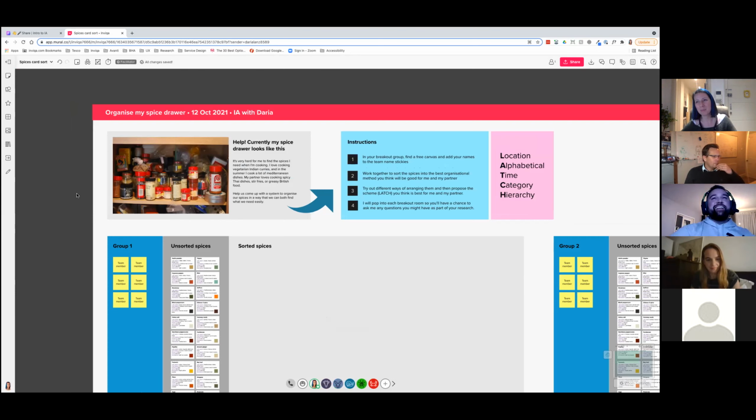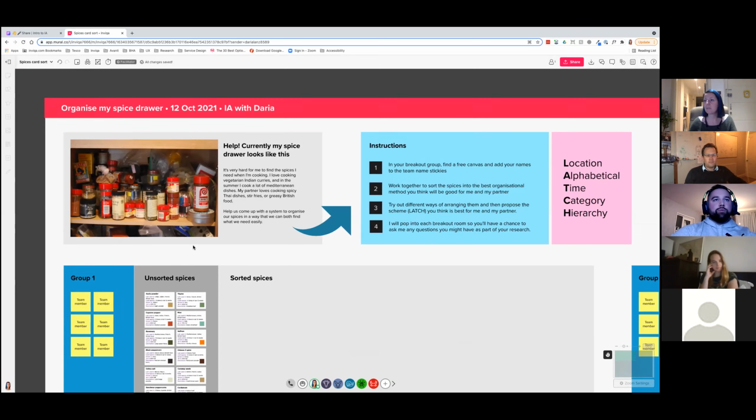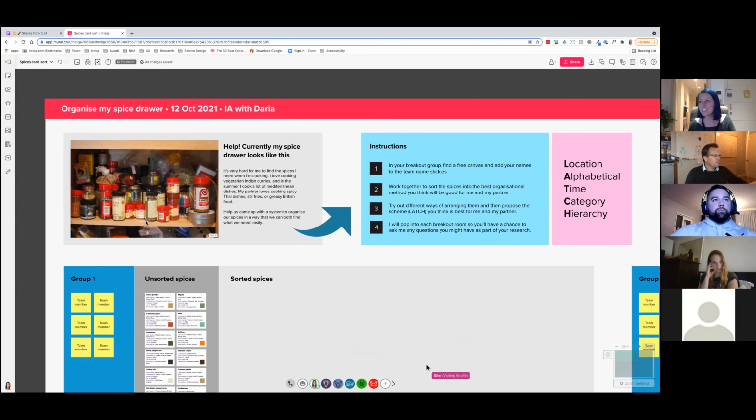Yeah, Mural. So while you guys are all getting in, you can still see my screen. My spice drawer looks like this. It's a mess, so it's really hard for me to find the spices that I need when I'm cooking. I really love cooking vegetarian Indian curries, and in the summer, I cook a lot of Mediterranean dishes. My partner really loves cooking spicy Thai dishes, stir fries, or greasy British food.